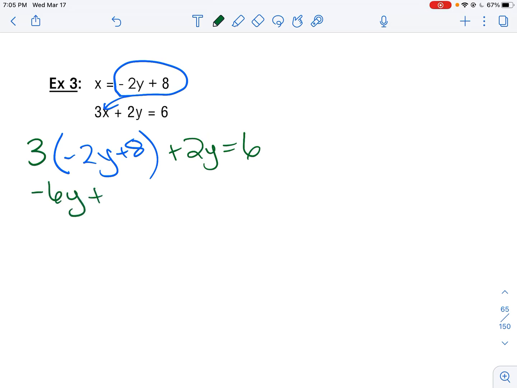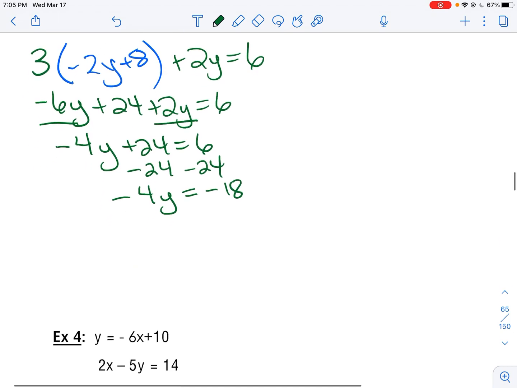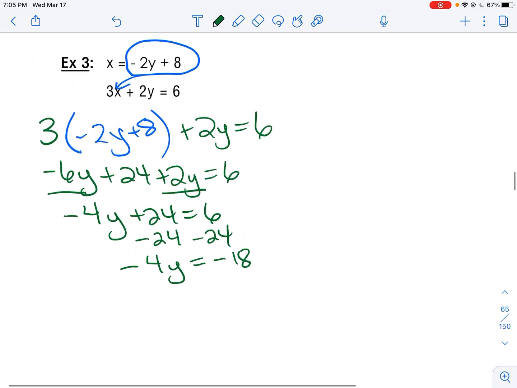I get negative 6y plus 24 plus 2y equals 6. I combine like terms, boys and girls. Negative 6 plus 2 gets negative 4y. I subtract 24 from both sides. I get negative 4y equals negative 18. Did I do that right?